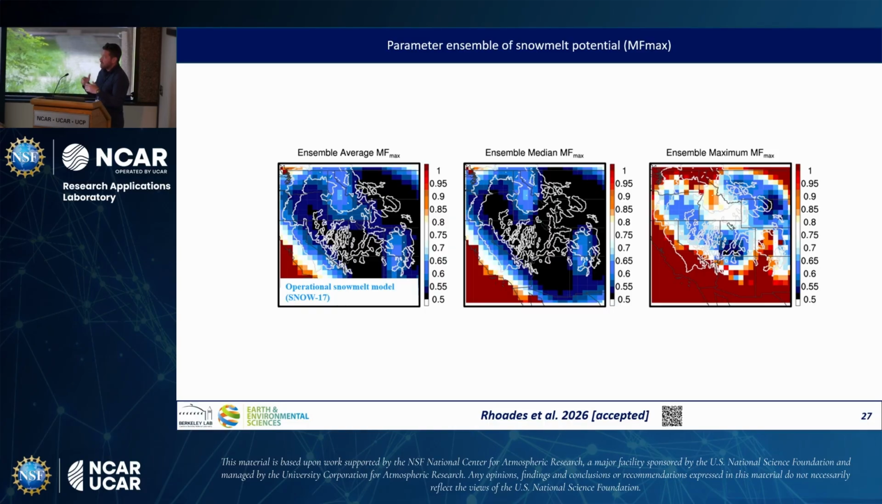So we essentially created a 50-member ensemble. We created a larger ensemble, but then we used 50 estimates from that to create a parameter ensemble. What I'm showing here is, of those 50 parameter estimates, what the MF max value would be across the West. I'm outlining places where there are mountains, because snowmelt potential would otherwise be estimated outside of mountains and places where you might not get snow. So we tried to mask regions where there's likely to be snow, which is in mountains, at least in the West. We then mask out estimates of melt potential outside of those regions.